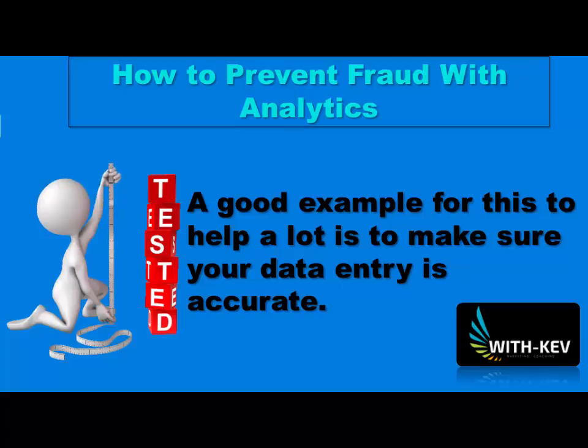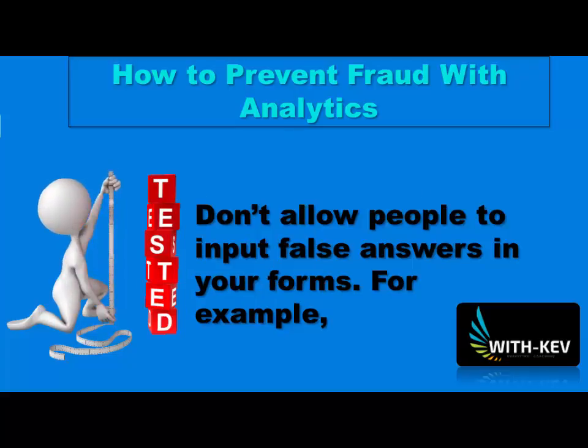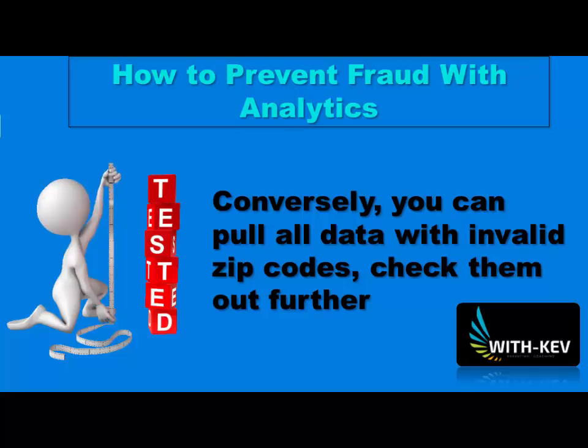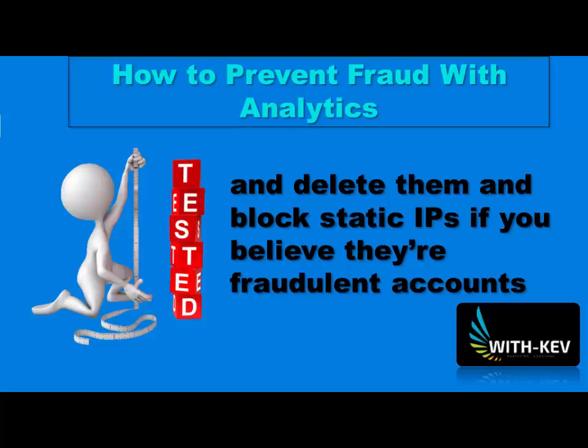Test against established parameters. A good example for this is to help a lot to make sure your data entry is accurate. Don't allow people to input false answers in your forms. For example, if your form requires an address, don't allow them to put in all 9s for the zip code. Conversely, you can pull all data with invalid zip codes, check them out further and delete them and block static IPs if you believe they are fraudulent accounts.